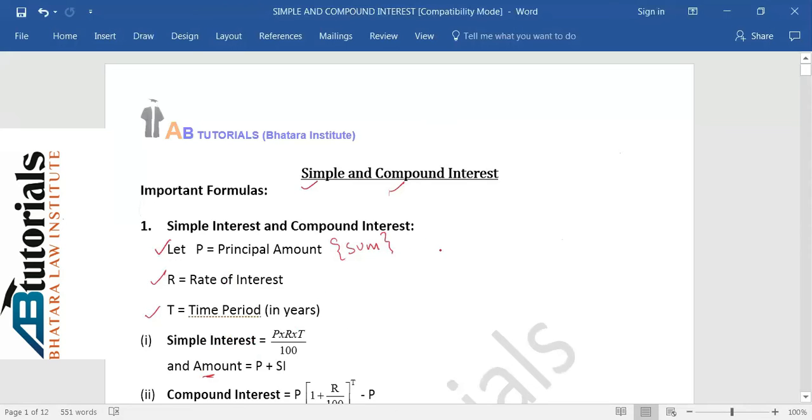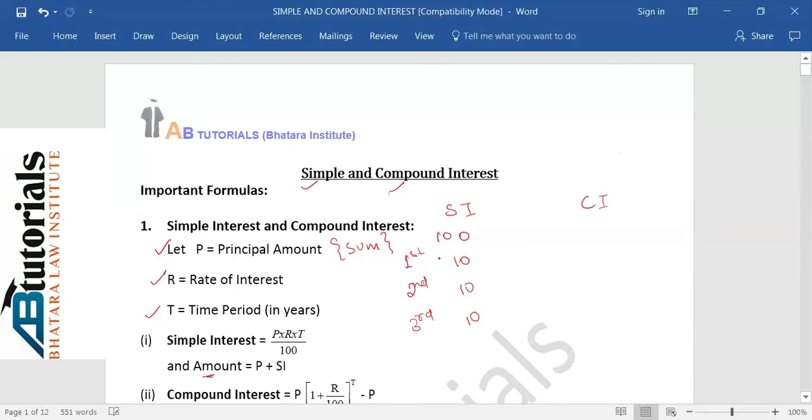Now, before starting with the formulation, I'll be giving you the difference between SI and CI. Suppose I take 100 rupees from a person at an interest of 10% for a year. After the first year, I am supposed to give interest of 10 rupees. Then in the second year also I am supposed to give him 10 rupees. Then for the third year also 10 rupees. It means simple interest remains the same for the different years.